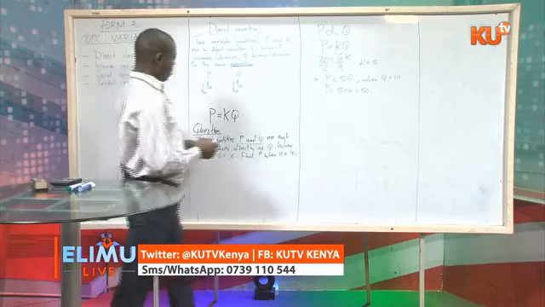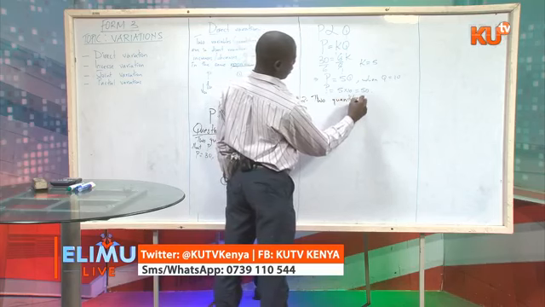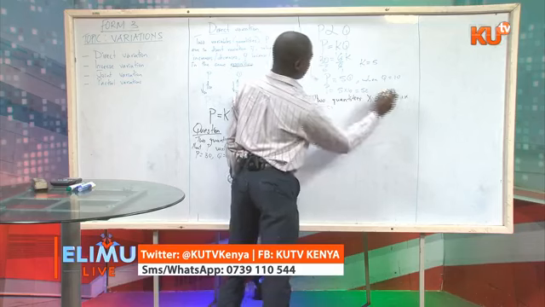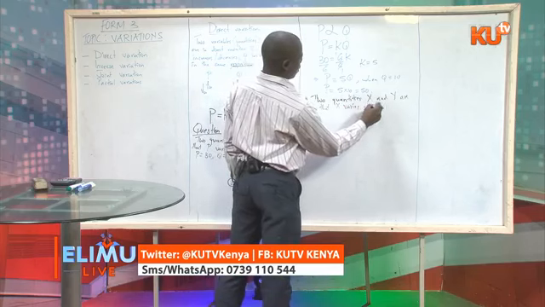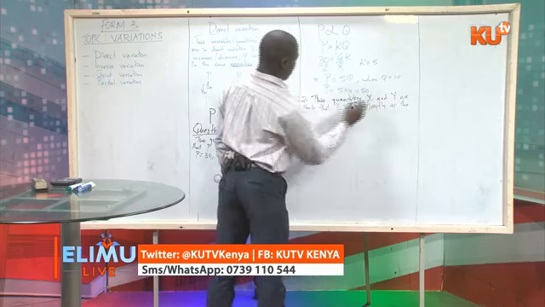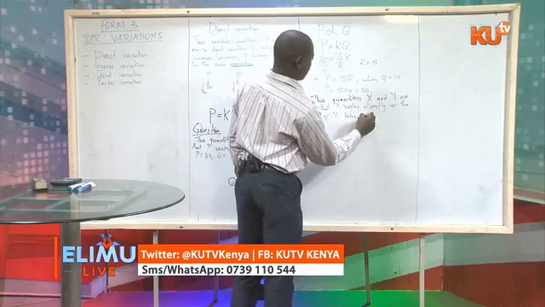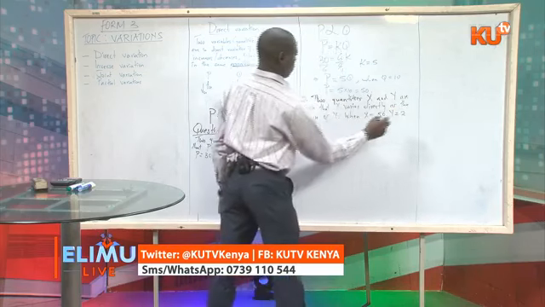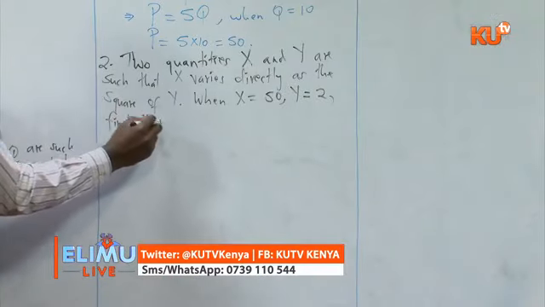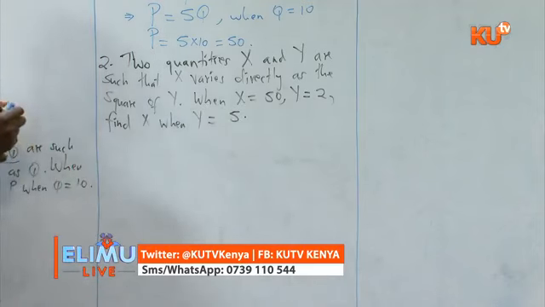Let's look at the second one. If we have a second question, we're told that two quantities, X and Y, are such that X varies directly as the square of Y. When X is 50, Y is equal to 2. Find X when Y is equal to 5.